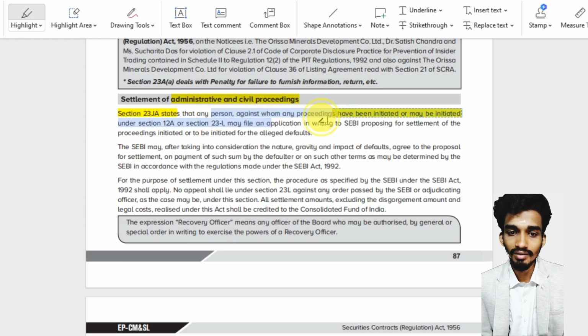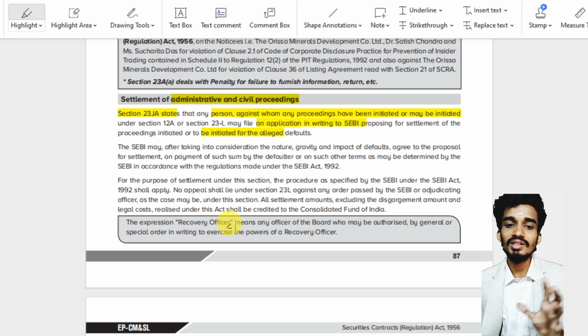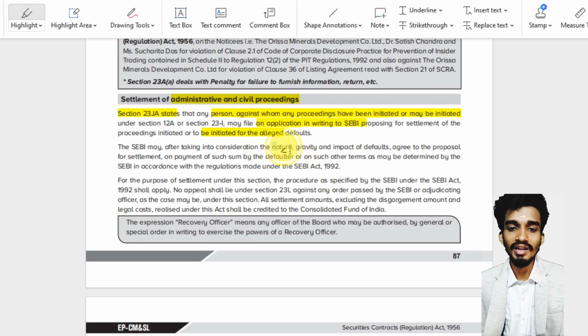If any proceeding has been initiated, you may file an application for the purpose of this settlement, but not every proceeding can be settled. So SEBI will look at the nature, gravity, and impact of the faults, and it may grant or reject the application for the settlement. Okay.